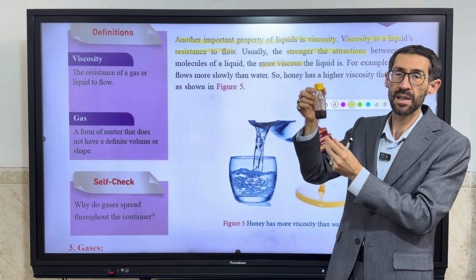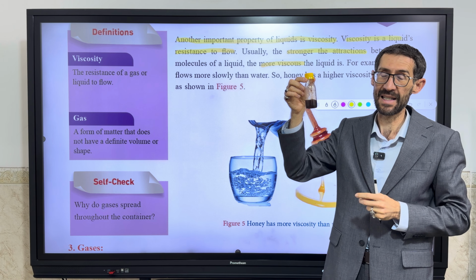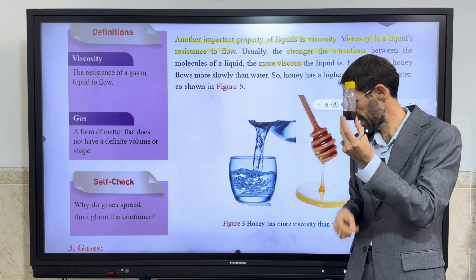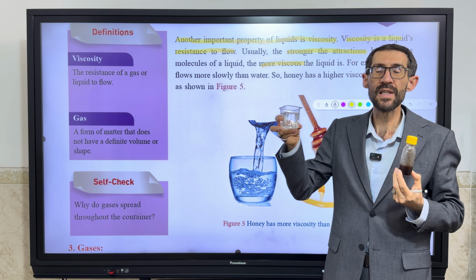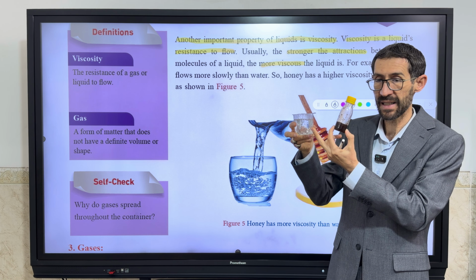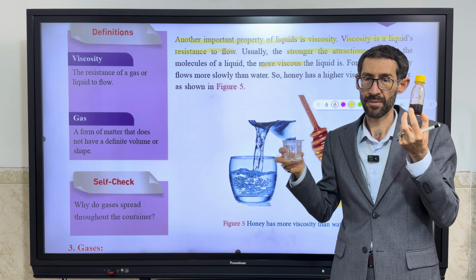That's why it has a high viscosity. So I can say jam is viscous, but water is non-viscous. Non-viscous versus viscous, right?